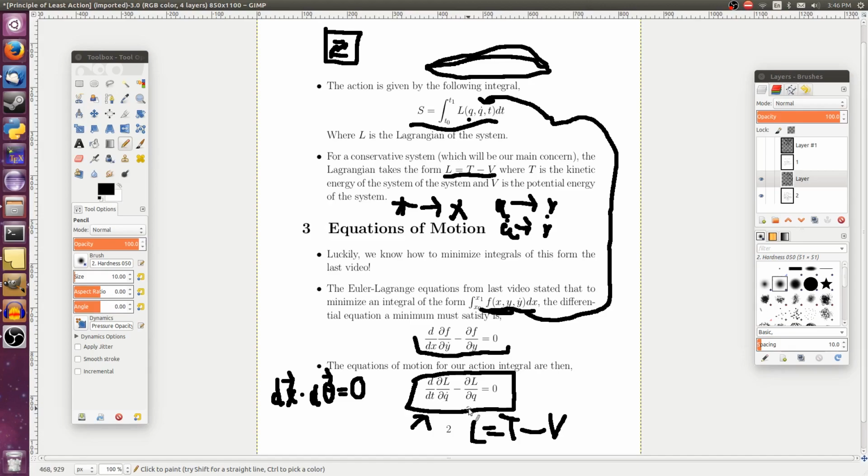Now, you probably are skeptical of that, so in the next video, we're going to start going into examples of how to use this equation.